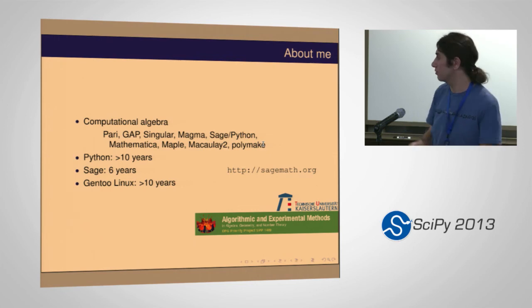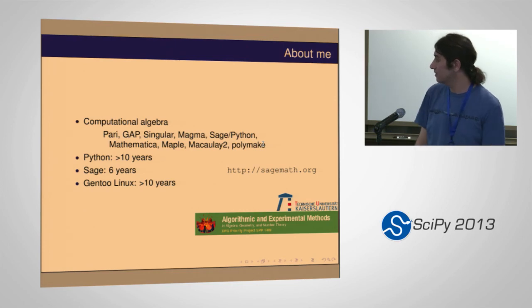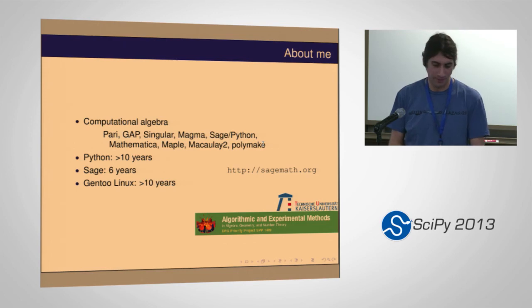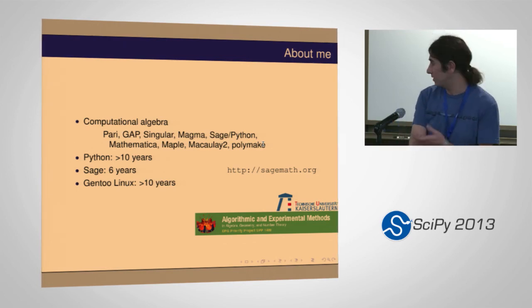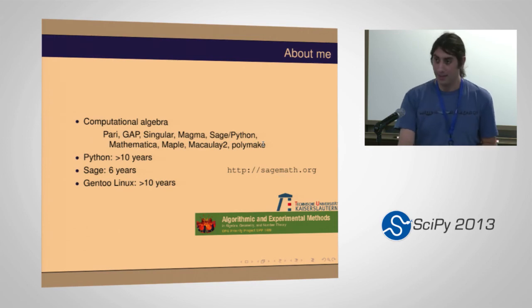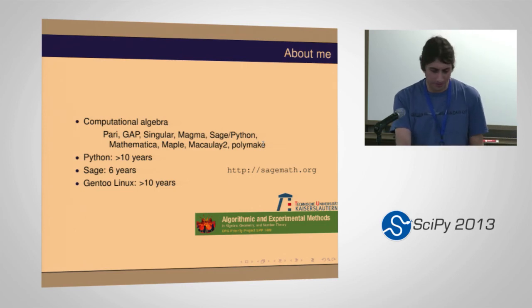Some of the software is proprietary, commercial: Magma, Mathematica, Maple, for instance. But actually in computational algebra, there is a well-established tradition of publishing free software, GPL licensed software. So all the rest are GPL. And I've been using Gentoo Linux, you'll see why that matters, for more than 10 years on all my machines.